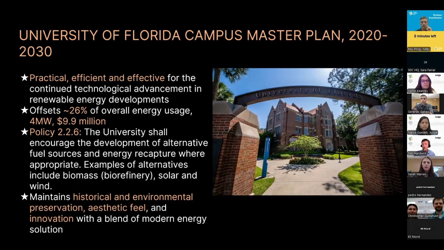So overall, there will be 4 megawatts of solar placed on 9 buildings, 12 arrays total. It will offset 26% of the overall energy usage for a total cost of $9.9 million that we suggest is fundraised or crowdfunded. And we believe our system maintains historical and environmental preservation, aesthetic feel, and innovation with a blend of modern energy solution. Thank you so much.